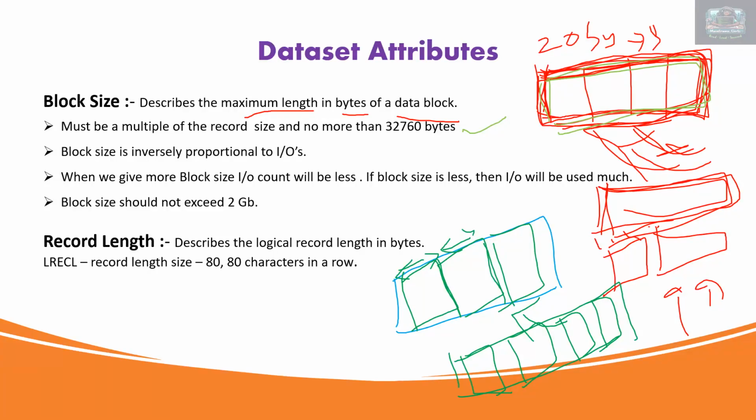While creating a data set, whether a normal data set, a PS, a PDS or any of the data sets, we will be specifying these values. For example, we want the block size to be this much, meaning the data block should be this size, and the records in it should be these many bytes. While creating a data set, we give that information.